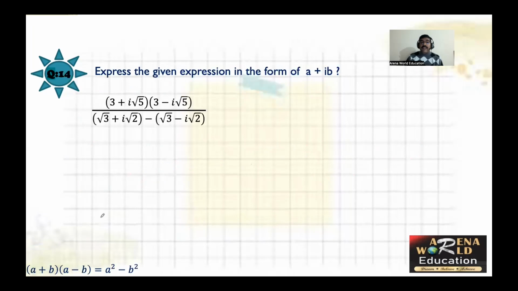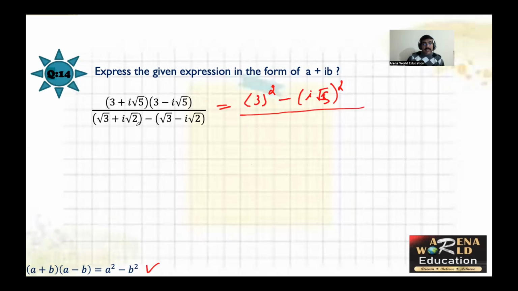Now question number 14. Express the given expression in the form of a plus iota b. You can see here numerator is 3 plus iota under root 5 into 3 minus iota under root 5. So we will apply this formula a plus b into a minus b, and that is equal to a square minus b square. Here it will be what? 3 square minus iota under root 5 square, right? Don't forget, value of b will be iota under root 5, right?